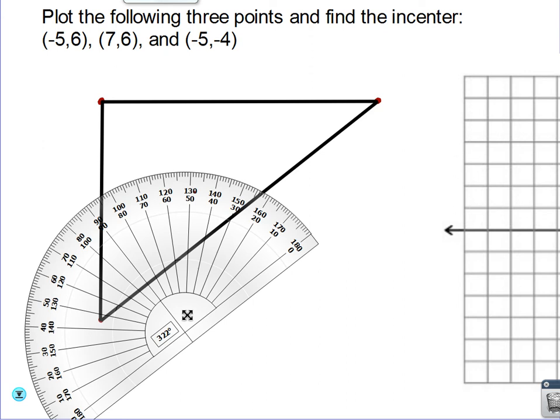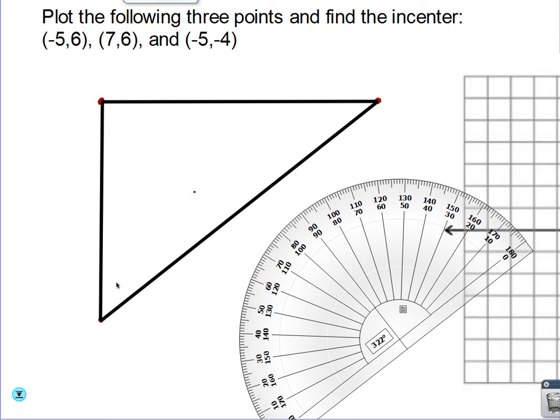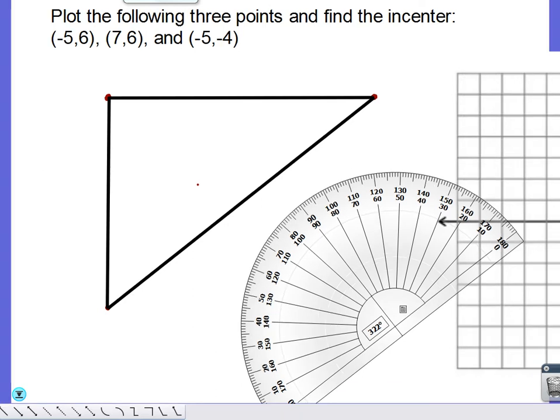Let me move my protractor. So therefore, if this is a 32-degree angle, 16 degrees is located about right there. So let me take out, let's do it in a different color now. That doesn't look right, does it?